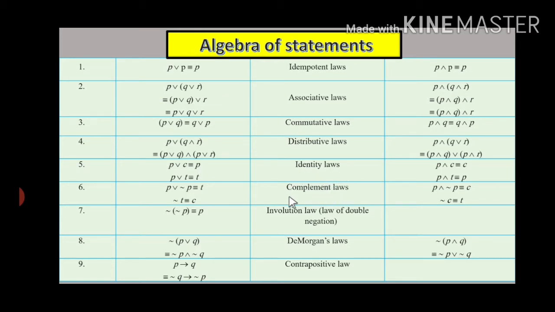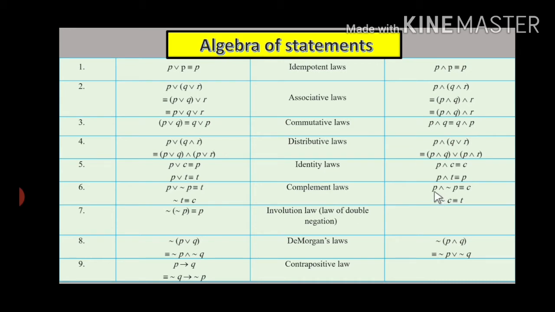Next is the complement law. P or negation P is equivalent to T. Correct? See, if P is true, negation P will be false. So true or false is true. Or if P is false, negation P will be true. So again false or true is true. So this rule states that P or negation P is equivalent to T and negation T is equal to C. This you know. The negation of true, that is tautology, is the same as contradiction.